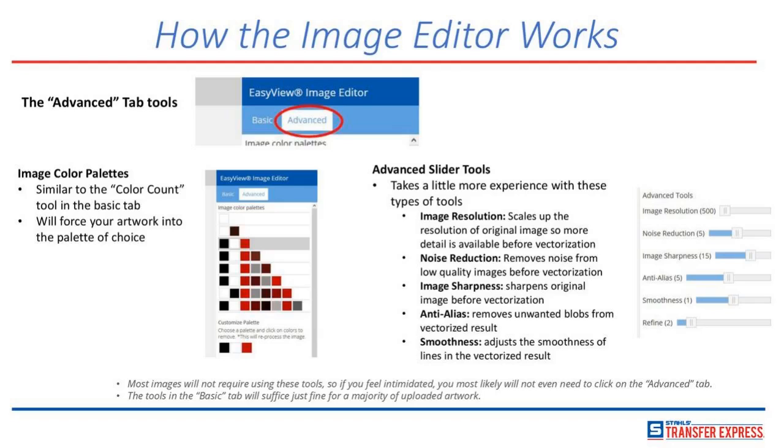Anti-alias removes unwanted blobs from the vectorized result. And then smoothness adjusts the smoothness of the vectorized lines. So if you see your result and it's a little too angular and sharp cornered, you can use the smoothness tool to sort of wear some of that down a little bit.